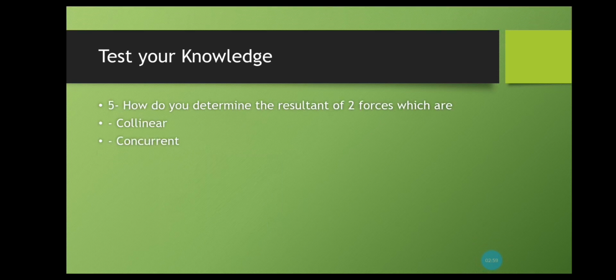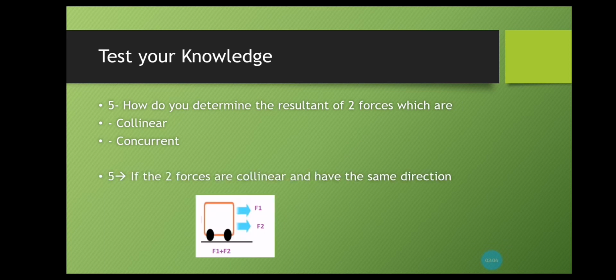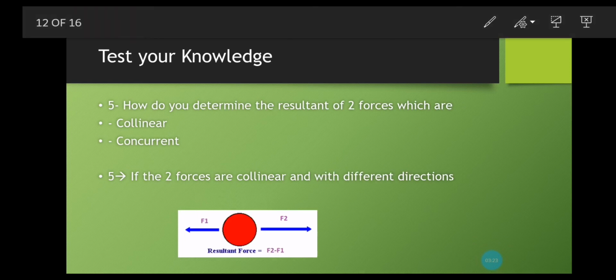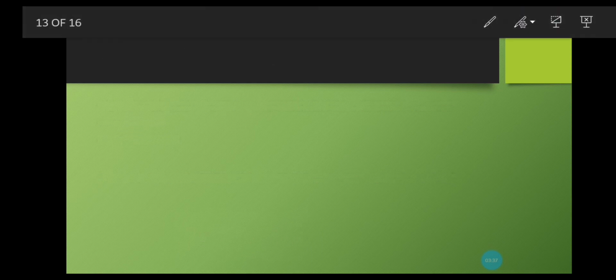5. How can you determine the resultant of two forces, which are collinear or concurrent? So, in the first case, I have two options. If they have the same direction, like in this picture, F1 and F2, so you add them. So the net force of these two forces is F1 plus F2. Now, if they don't have the same direction, you have to subtract them. Like in this figure, it's F2 and F1, so the net force would be F2 minus F1 to get the positive answer.